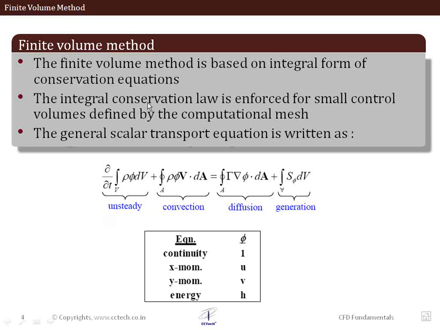The integral conservation law is implemented on the computational mesh or the grid that you provide to the solver. In some cases the solver generates the mesh, and in some cases it just takes the mesh, as the set of finite volumes, and it applies these conservation equations by applying the numerical scheme on these finite volumes. The general scalar transport equation is familiar to us, so we're going to see how the finite volume method handles it.